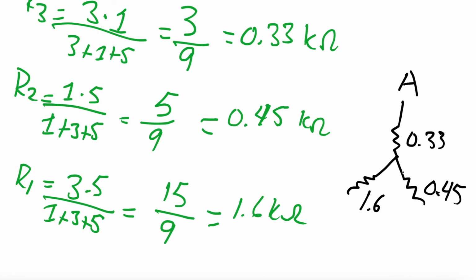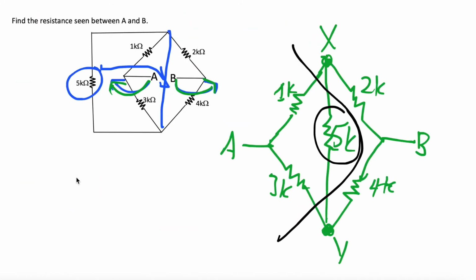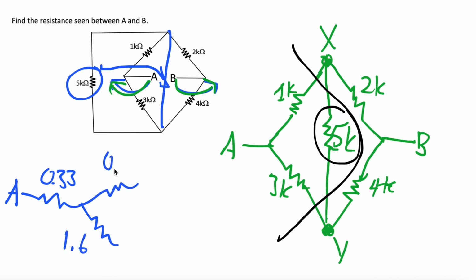So now let's incorporate this Y delta into the circuit above so we can solve the total equivalent resistance of the circuit. If we're examining the circuit on the right, we have our Y delta with A on the left side, right? Coming down, we have 0.33. If we look at the bottom side, we get 1.6, and up top we get 0.45, right? Now we see on this side we have a 2 kiloohm and a 4 kiloohm also attached to it, right?